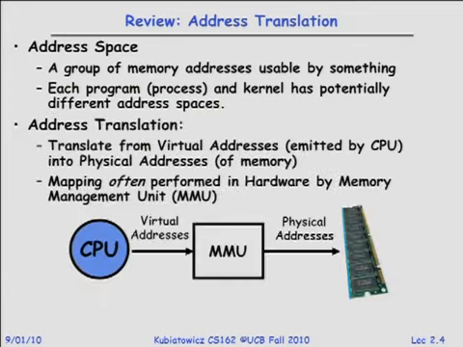You can think of this as there's a CPU, and it's executing stuff. The addresses go through a translation box. This is the MMU, the memory management unit. It then produces a physical address that goes to the actual DRAM.